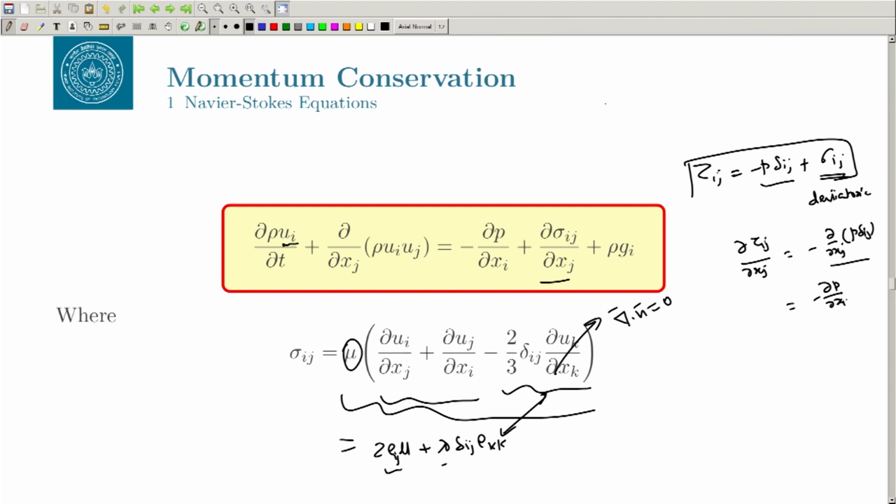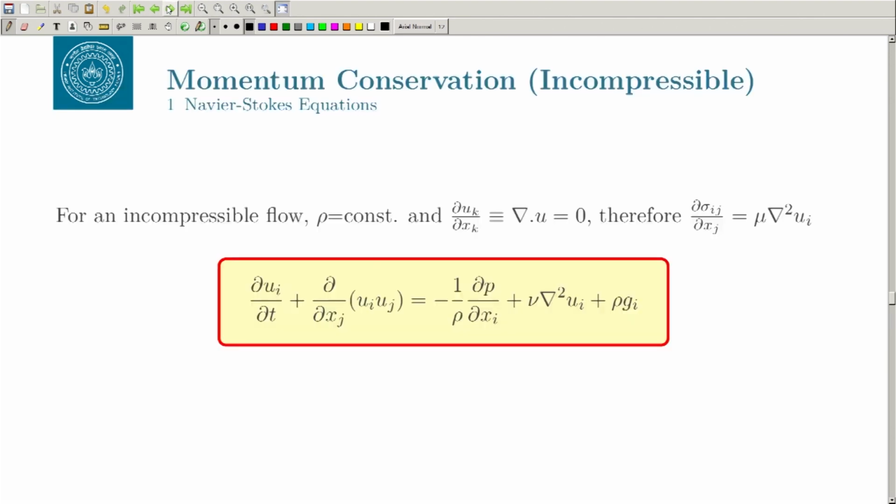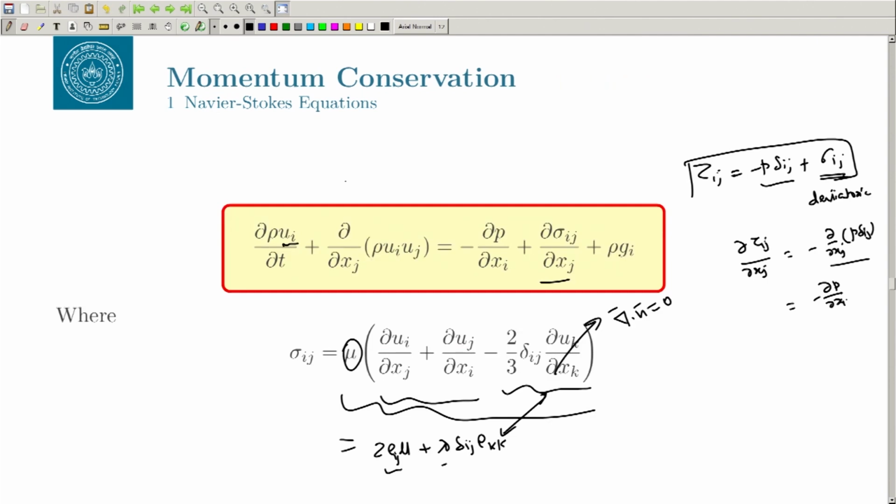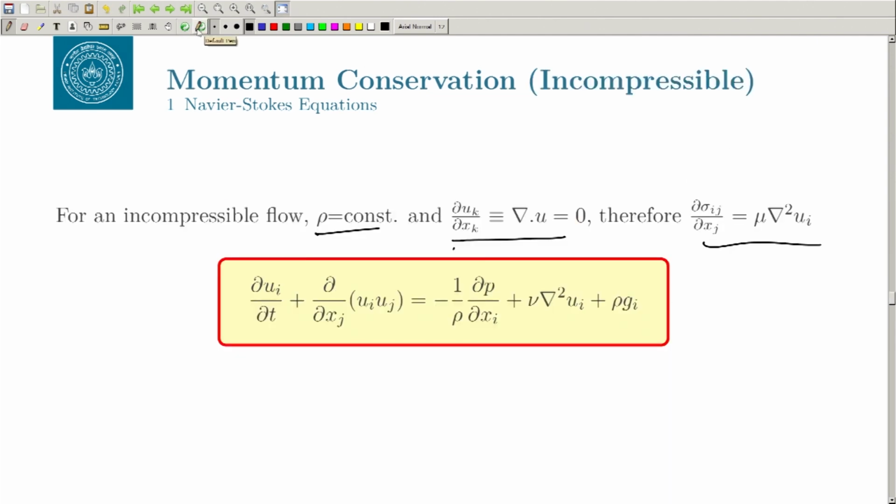Okay. So, at the end let us derive for the incompressible flow. So, for incompressible flow you have rho equal to constant, that is one quantity. Okay. And del u k by del x k is equal to del dot u equal to 0. Okay. So, if you work that out, then you will have del sigma ij by del x j. So, this is our sigma ij, right. So, partial sigma ij by del x j will be del by del x j of del u i by del x j plus del u j by del x i.